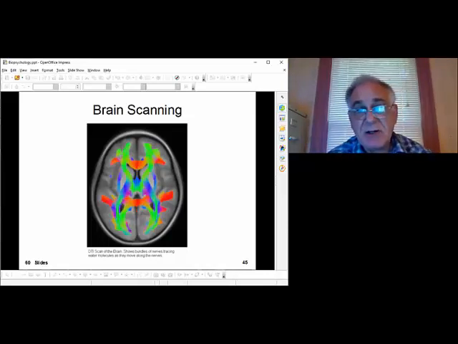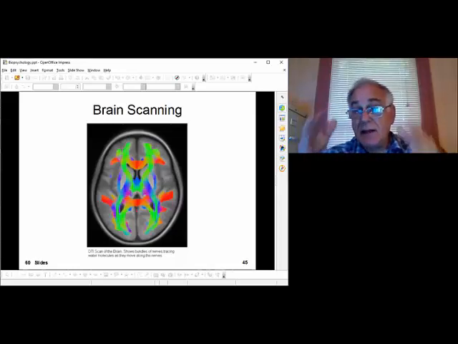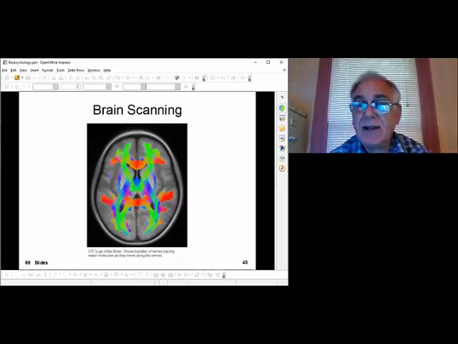Now this picture, I don't know if you can see the oranges really good and the blues and the yellows, but the orange is going side to side and the yellow is going front to back. And the blue seems to be moving down and up is basically what it's doing. And there are other colors that it can have in it as well. But the DTI shows us where the electrical activity is occurring in the brain.